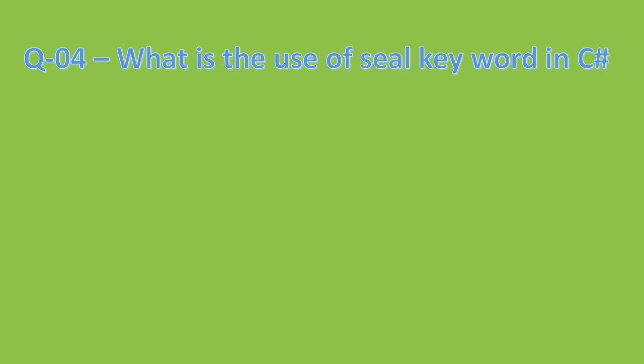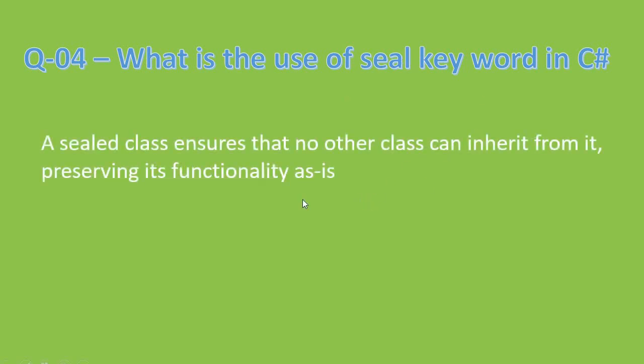So if inheritance is prevented, they can't change the functionalities and property values, but they can create objects, right? So that's why the sealed keyword. As an answer, a sealed class ensures that no other class can inherit from it, preserving its functionality as is. The functionality is not changing, and the class ensures that no other class can inherit from it.